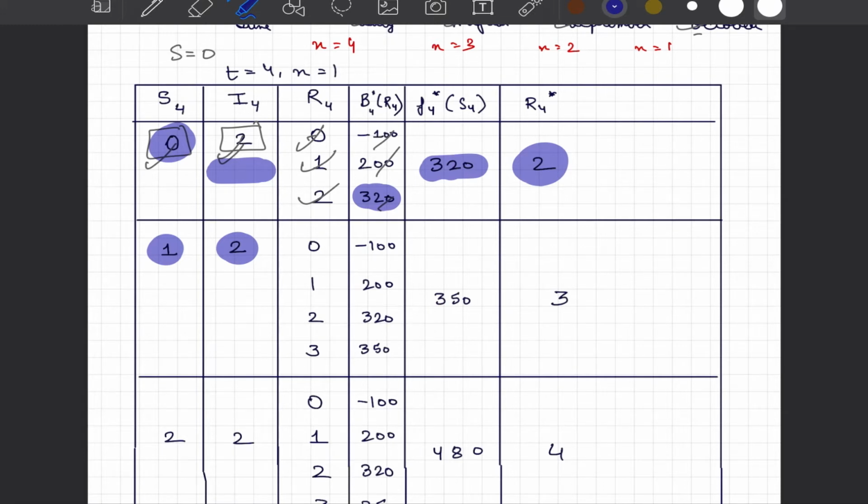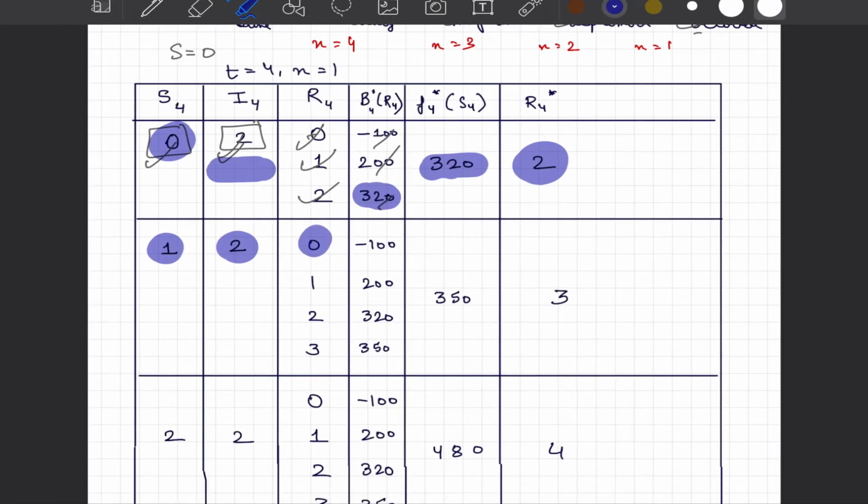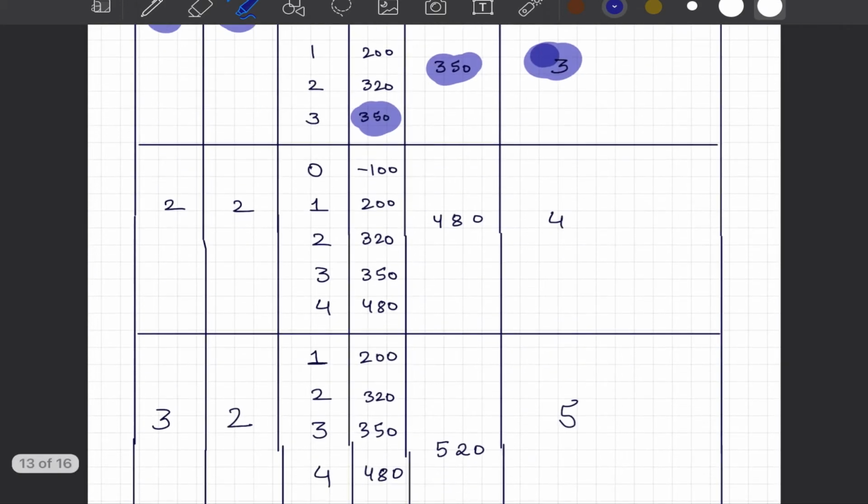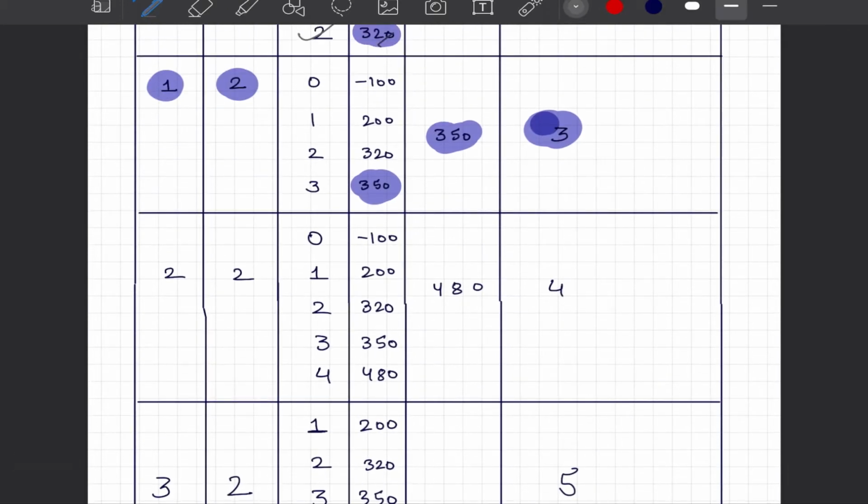Now when S4 equals 1 and I4 equals 2, we can release 0 or 1 or 2 or 3, and the benefits are given as minus 100, 200, 320, 350. And again we will make the optimal choice, maximizing benefits at 350, which would entail the release of 3. Similarly, when our initial storage is 2, 2 more units of water are going to come as precipitation, so we can release 0, 1, 2, 3, 4. The benefits are again given in the table, and we go with 480, and we should release the 4 units of water to maximize our gains.